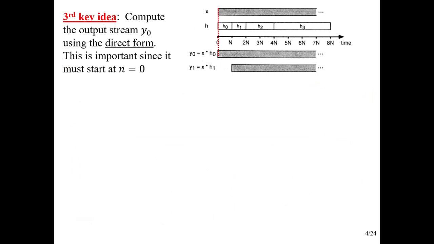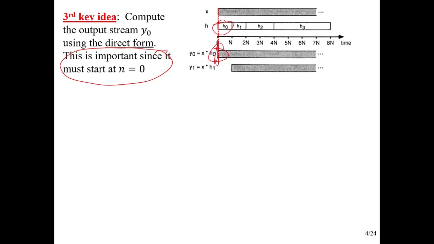So the third key idea is that we're going to look at all these different blocks, but the first one, H0, will be done in direct form. That way we'll ensure that we beat the latency issue. That one has to be done every sample so that it's available and coming out. That will leave us time to work on all the other ones in a more, quote unquote, relaxed way. This is important because the very first output sample comes from that one.